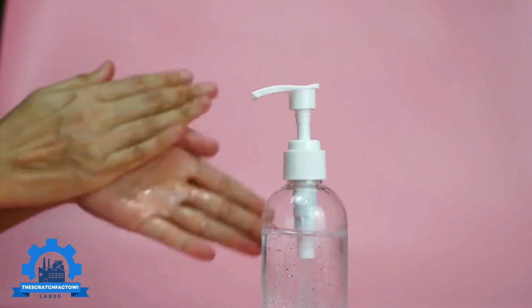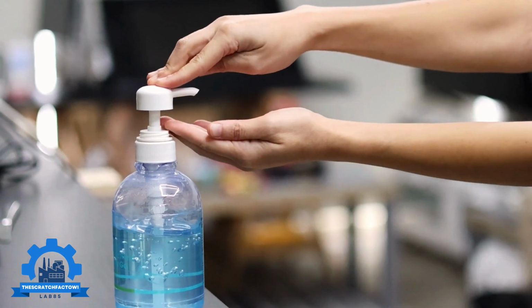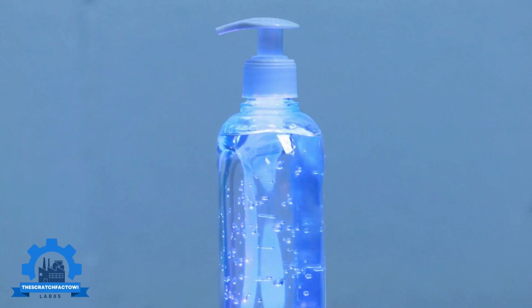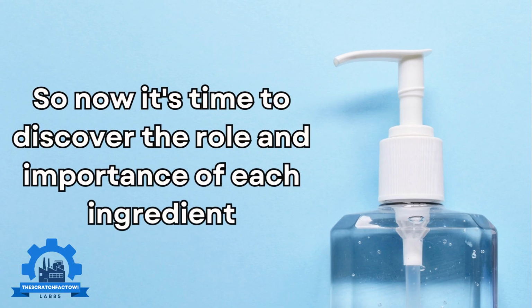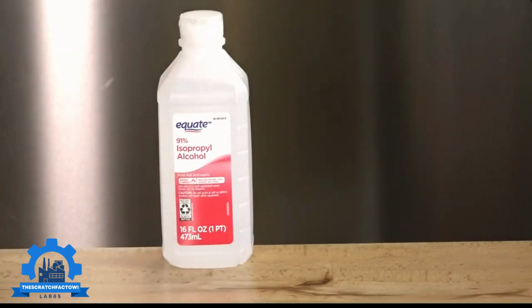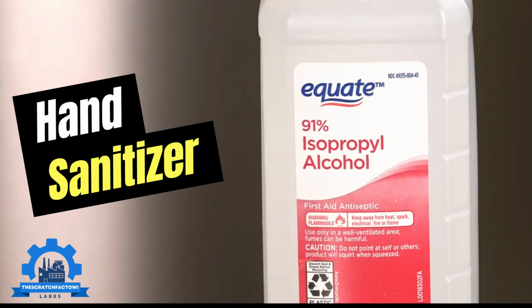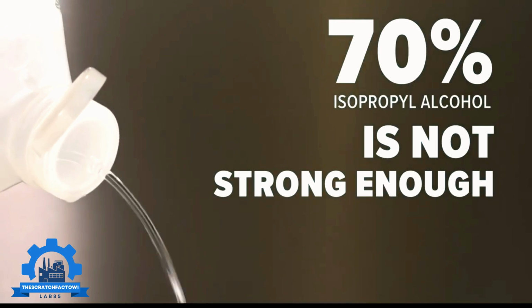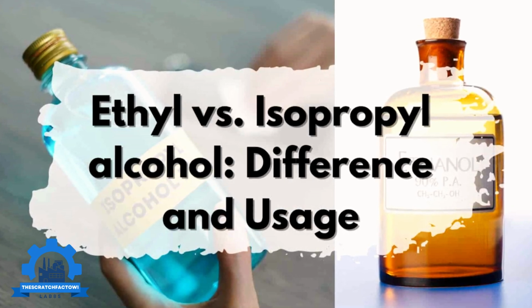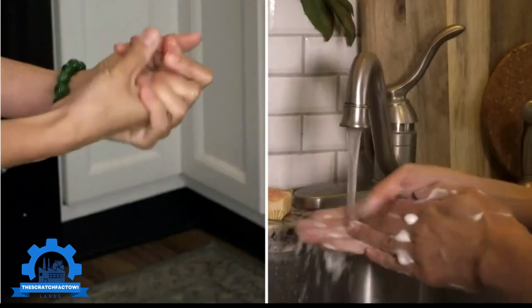As it was mentioned previously, the key ingredients of hand sanitizer play specific roles, each contributing to its overall effectiveness. So now it's time to discover the role and importance of each ingredient. The number one ingredient is the alcohol. Alcohol is the primary active ingredient in most hand sanitizers. It acts as the disinfectant that kills bacteria and viruses by denaturing their proteins. Ethanol, ethyl alcohol, and isopropanol, isopropyl alcohol, are the two most commonly used types of alcohol in hand sanitizers.